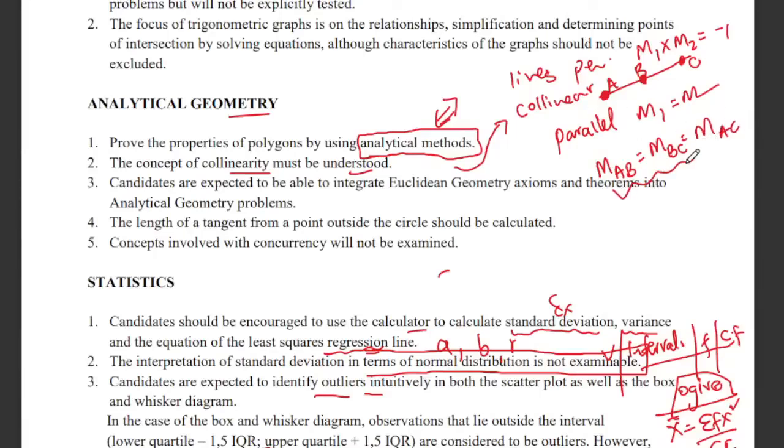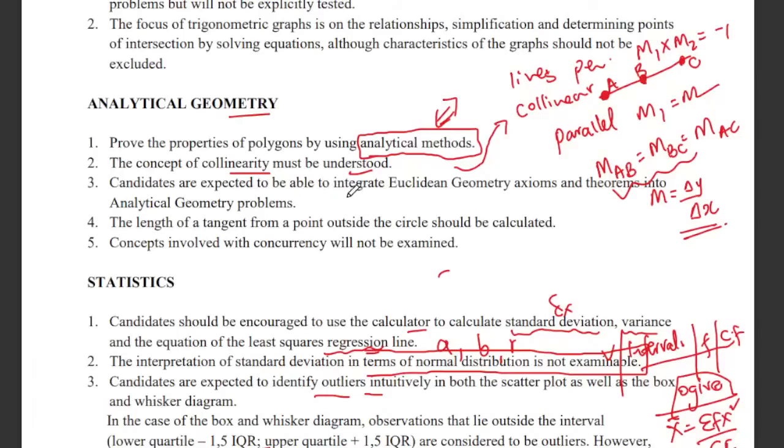Questions can be asked whereby maybe there is a missing coordinate, and then we just have to use the same thing. So remember also the formula for determining the gradient is the change in y over the change in x, not the other way around.